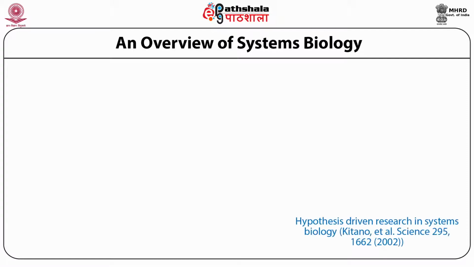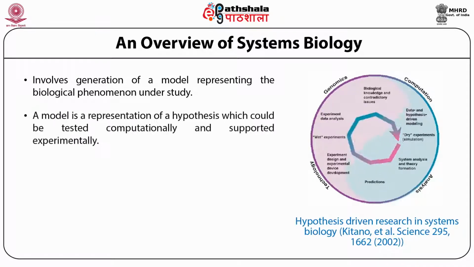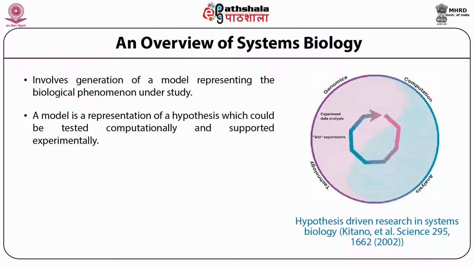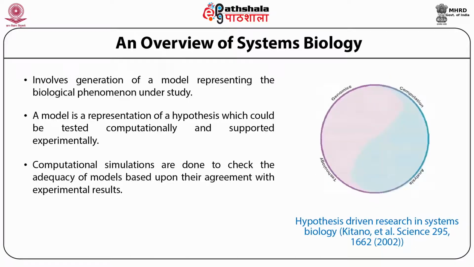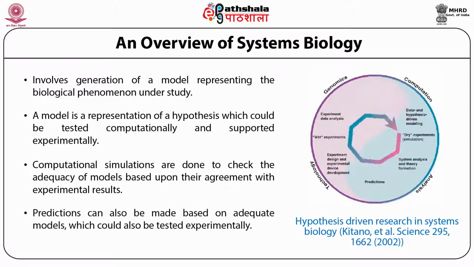So as I told you before, it involves generation of a model representing the biological phenomena under study. So what is a model? A model is a representation of a hypothesis which could be tested computationally, and it should also be supported experimentally. So computational simulations are done to check the adequacy of the models based upon their agreements with experimental results. So we create a model, simulate that, see how well it fits with hypothesis as well as the experimental results. The predictions can also be made based on an adequate model.